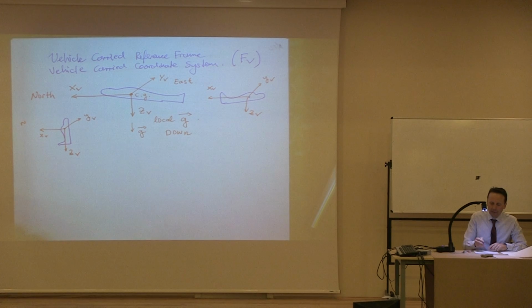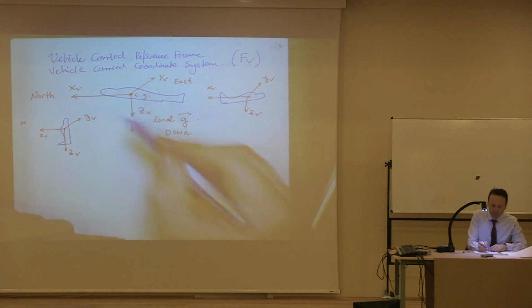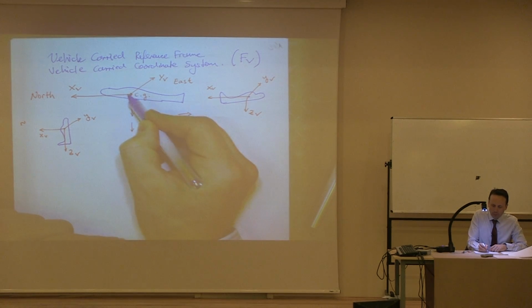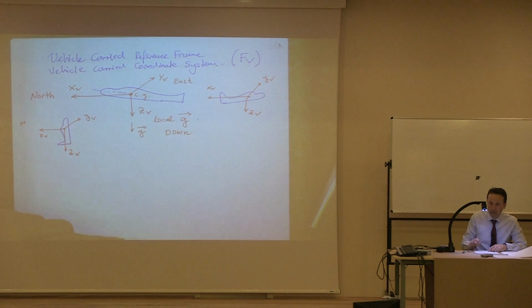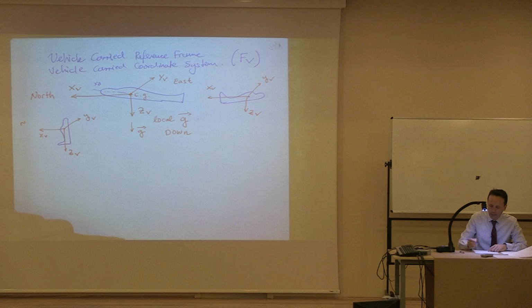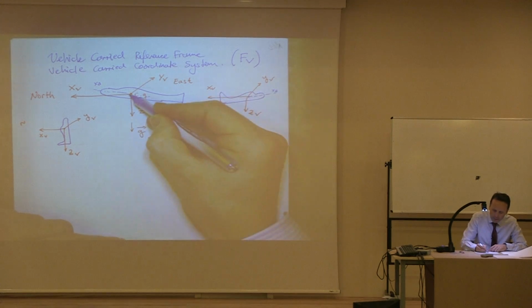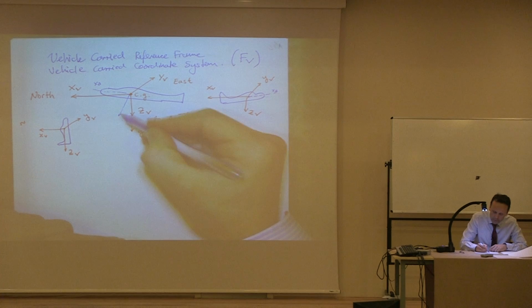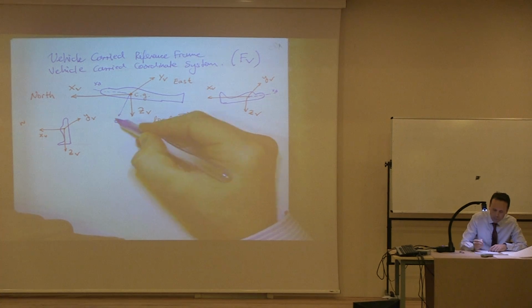Where is the body fixed coordinate system for this? The body fixed coordinate system would be pointing towards the nose, right? It would look like that. The x-body coordinate system for this one would be pointing like that. This would be x-body, right? And z-body would be perpendicular to this. It would look like this. This would be z-body, the body fixed coordinate system.